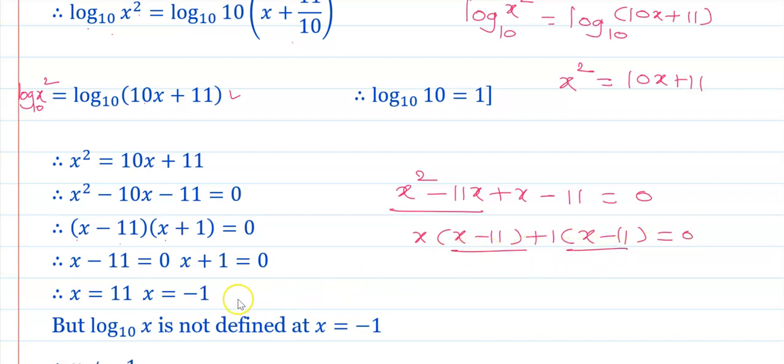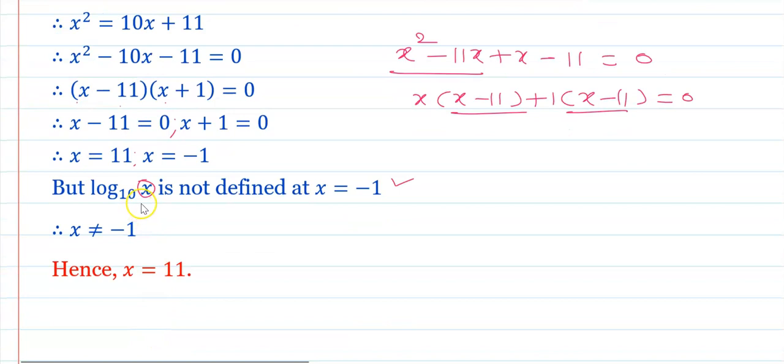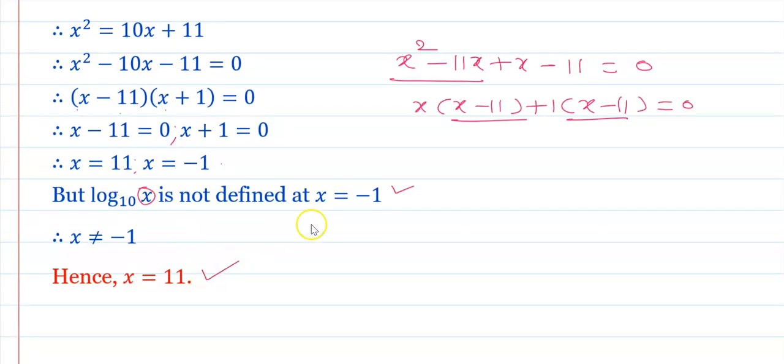x minus 11, x minus 11. x minus 11 is equal to 0, x plus 1 is equal to 0. Therefore x is equal to 11, x is equal to minus 1. But the log of x to the base 10 is not defined for x equal to minus 1. Every time, the quantity of a log that we look at is positive. And therefore x equal to minus 1 is not possible. Then what is the value of x? x is equal to 11, and this is the answer.